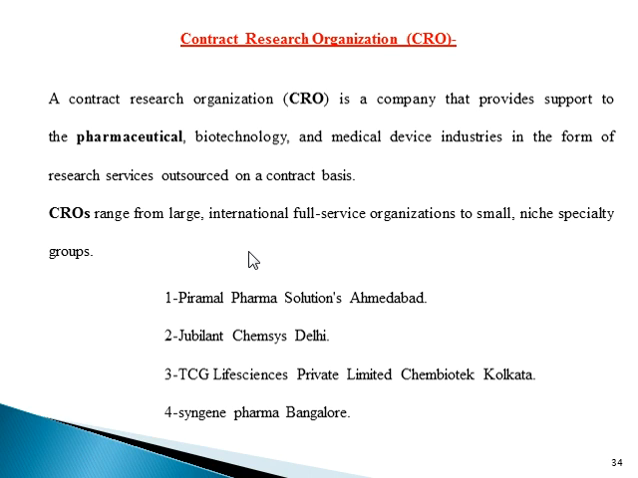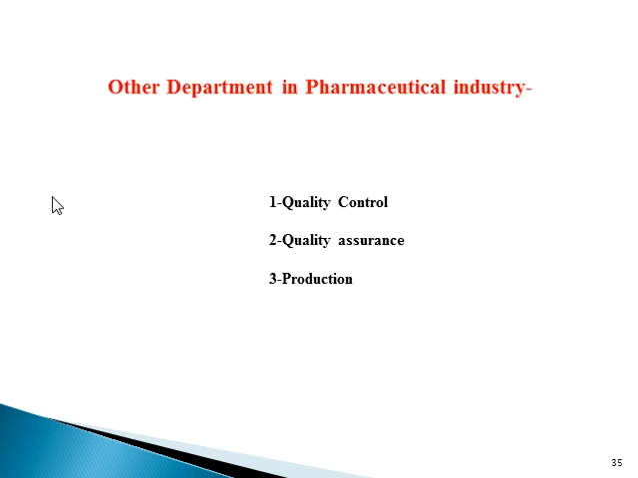If they get a positive result, they can transfer this data or procedure to the pharmaceutical industry. Big companies give projects to contract research organizations, which are small companies. In India there are a few such companies. Some I have mentioned here: Piramal Pharma Solution, Ahmedabad; Jubilant Chemistry, Delhi; TCG Life Science Private Limited, Chem Biotech, Kolkata; Syngene Pharma, Bangalore.